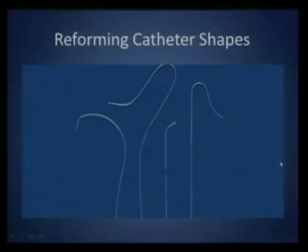Reforming shapes. This catheter, when it goes in, forms its shape on its own. But you have this catheter, which cannot form the shape. Outside the body, it is like this, but when you're putting it in through a sheath, it is going to straighten up, right? So you need to form this shape before you can use it.